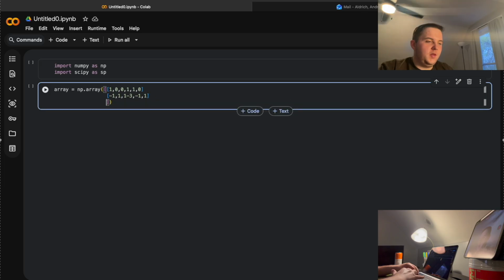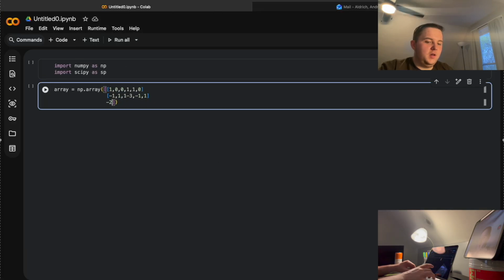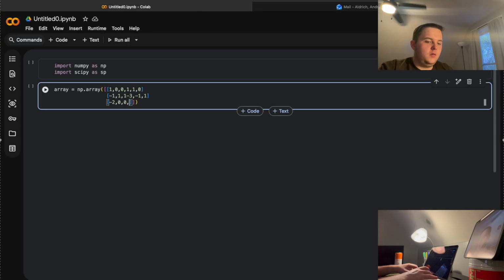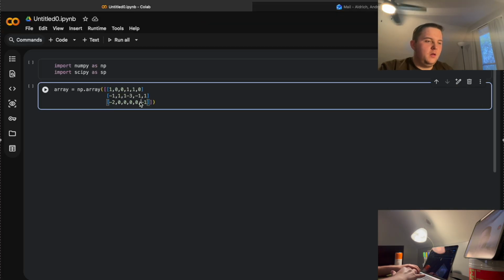I might have something messed up here with the brackets, but I can fix it later. So negative 2, oh, we need another bracket. Negative 2 0 0, I think it was. Yep. 0 0, negative 1. Oh, this is a negative 1. Okay, so it might not be messed up. Let me run and see if it's running right.